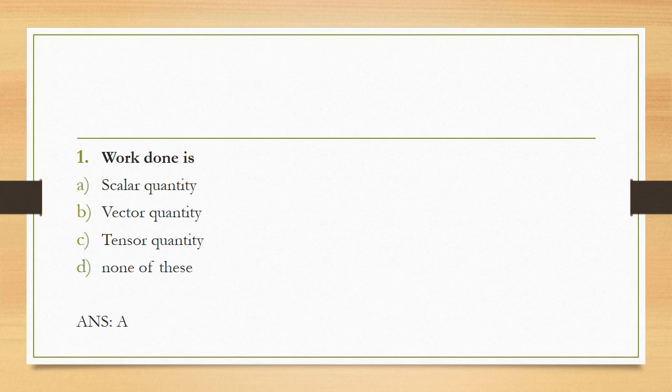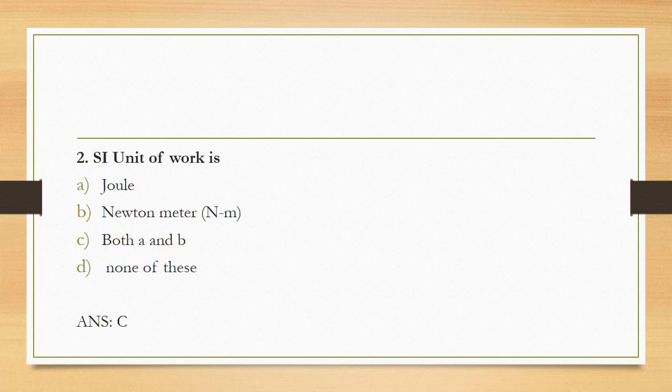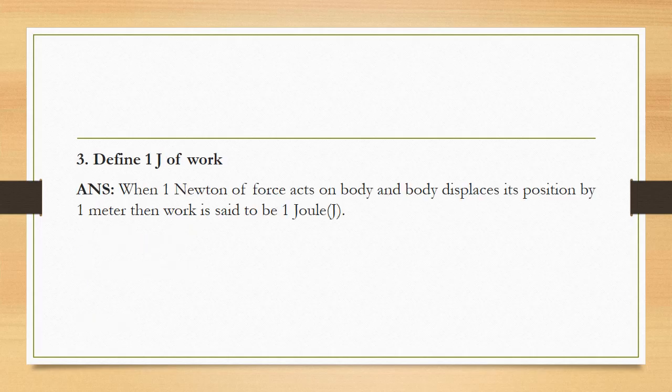The SI unit of work is... Students, keep in mind that while seeing joule itself, you shouldn't take option A right away. If any question is given, you have to go through all the options first. Here you can see Newton meter is given. You know the Newton meter is also a unit of work. So here both A and B are there. So both A and B is the correct answer.